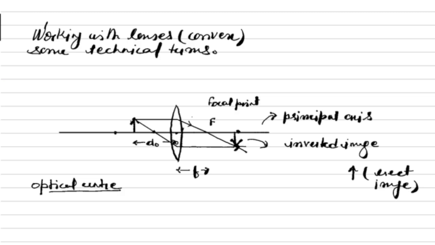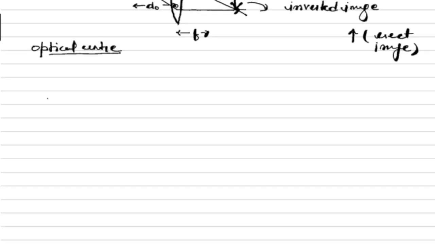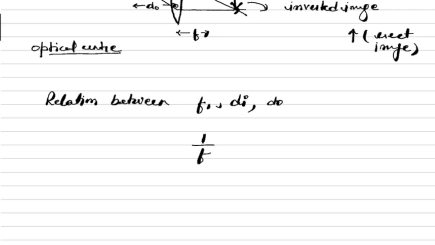Now, if you know all these points, there are certain formulas we need to look into when solving a lens problem. One is the relation between the focal length, remember, small f, d_i, the distance of the image, and d_o. There is one relation between these three, and it uses reciprocals. Very easy. The reciprocal of the focal length equals the reciprocal of the image distance plus the reciprocal of the object distance. This is our first formula, and there is no need to remember it again.